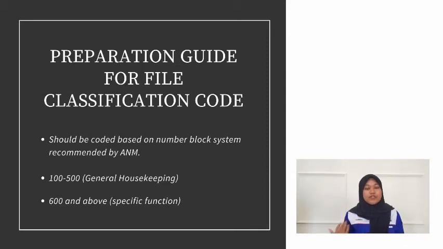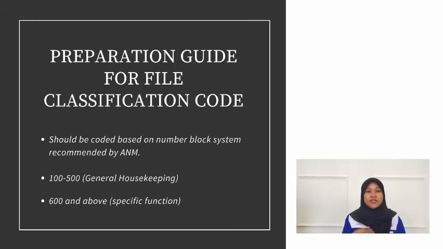Then we move on to the preparation guide for file classification code. Every function, activity, sub-activity and file is arranged hierarchically and should be coded based on the block number system that has been recommended by ANM. Numbers 100 to 500 are for general housekeeping. Numbers 600 and above are classified for a specific function.